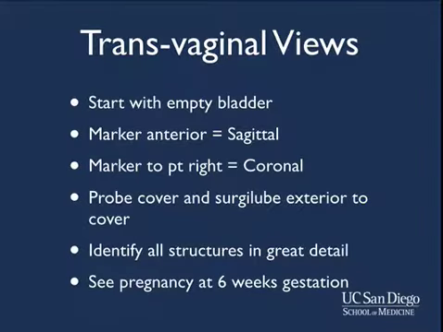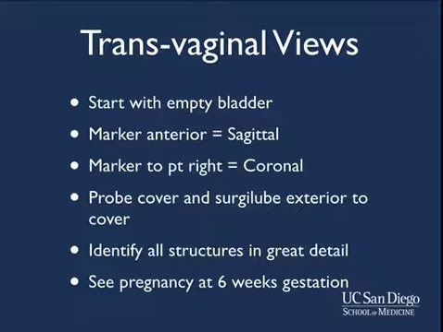For the transvaginal views, we start with an empty bladder, and we place our marker dot anterior, which represents the sagittal view of the uterus. If we place our marker dot to the right, or 90 degrees counterclockwise, this is the coronal view of the uterus.